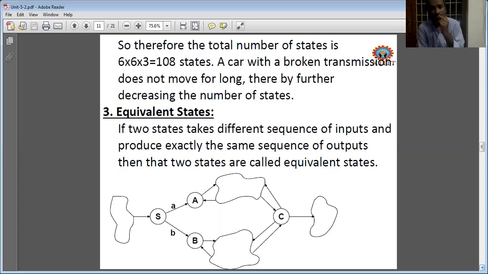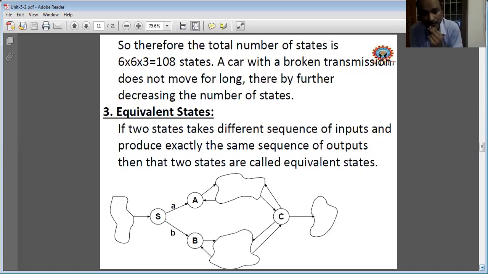A car with a broken transmission does not move for long, thereby further decreasing the number of states. So whenever something is going to be broken, what happens? It comes to reducing the number of states. Whenever there is a broken engine, a broken part, etc., it is going to reduce the number of states.